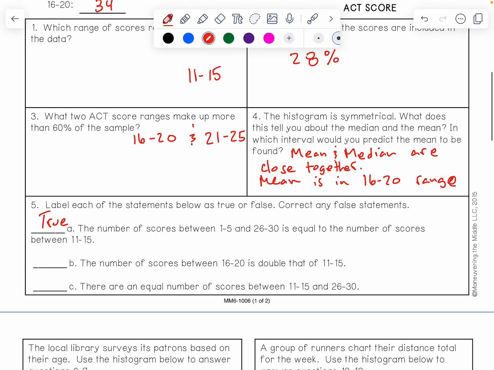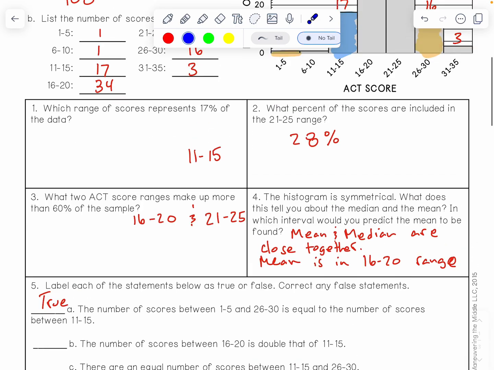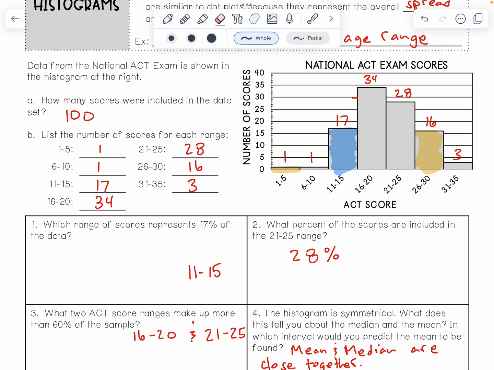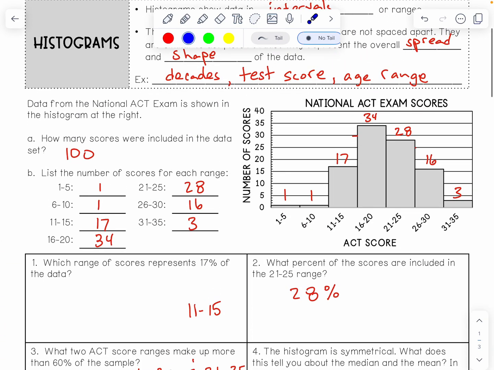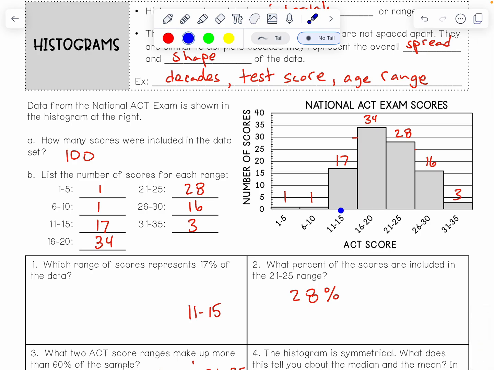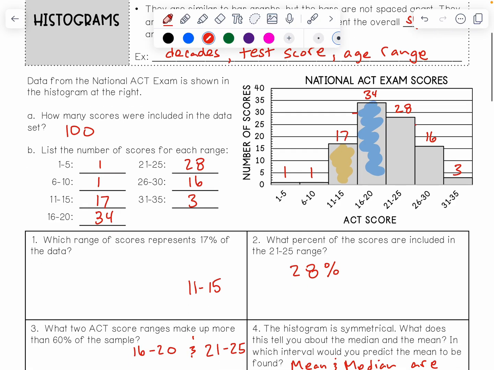Let's take a look at B. The number of scores between 16 and 20 is double that of 11 through 15. 16 through 20 is double of 11 through 15. So this is double of this. Well, doubling 11 through 15, 17 times 2 is 34. So I would say that is true.